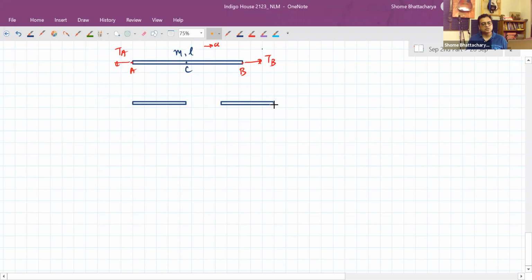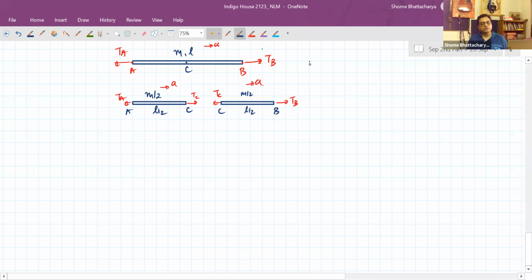Because the mass is uniformly distributed, each part will have a mass of m by 2 because each part has a length of L by 2. So C is the midpoint. So I just mentally cut it into two parts, and so this is being pulled with a tension TB, but this is being pulled back with the tension at this point. This is being pulled forward with the tension at this point and being pulled back by tension at this point. And these two halves also have the same acceleration.